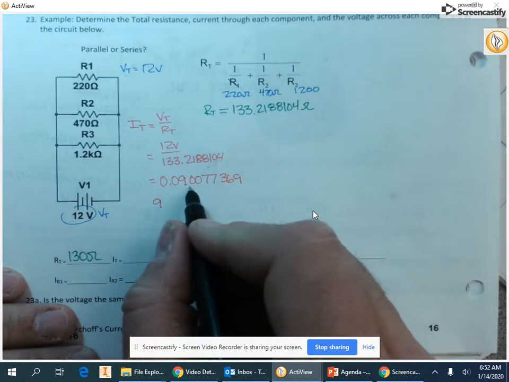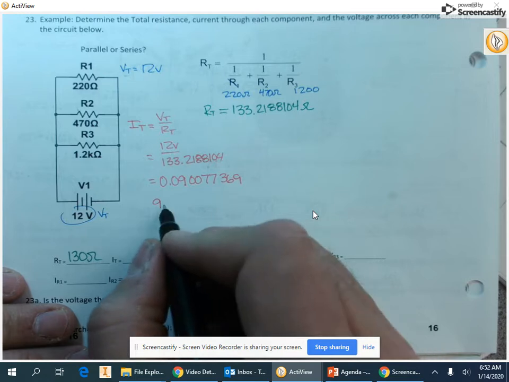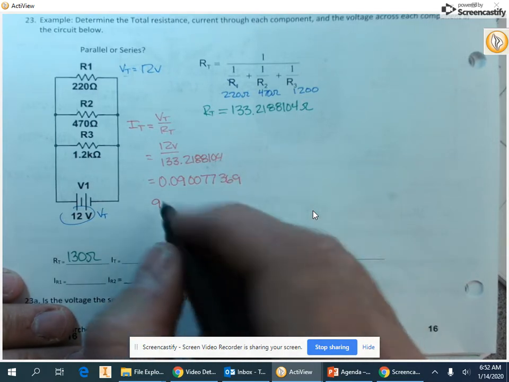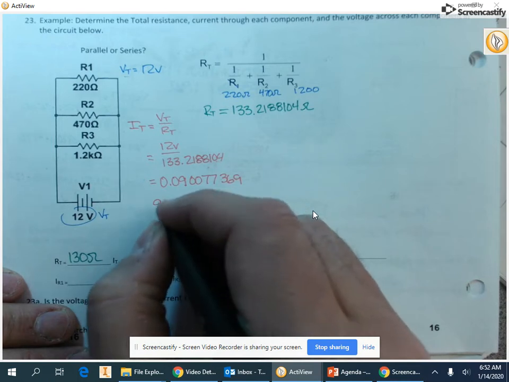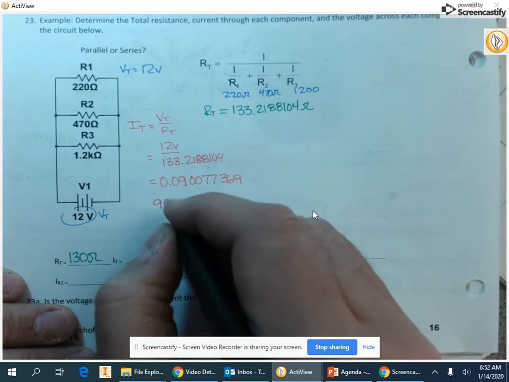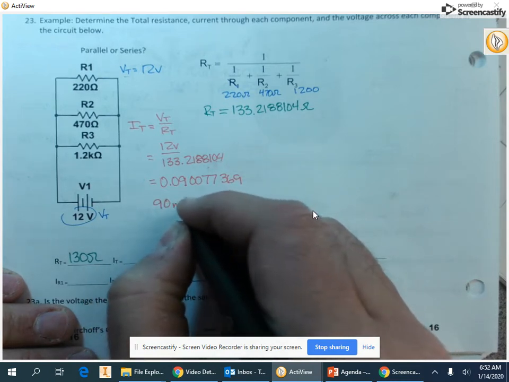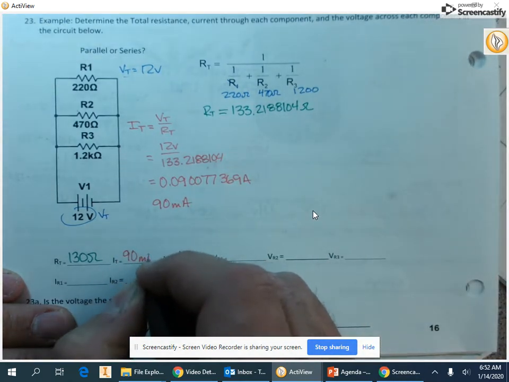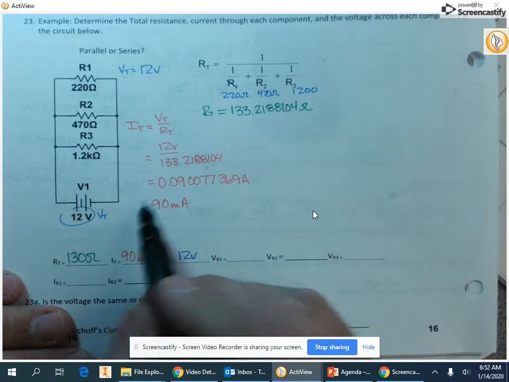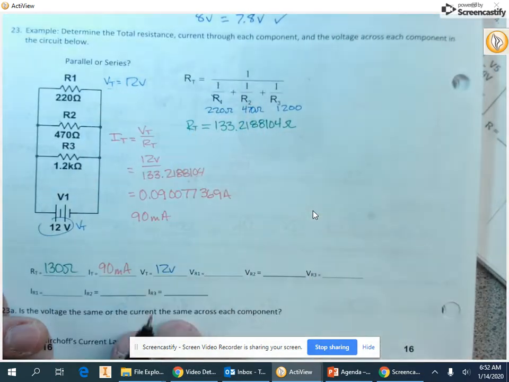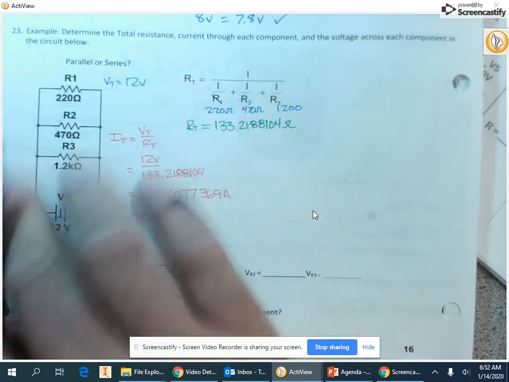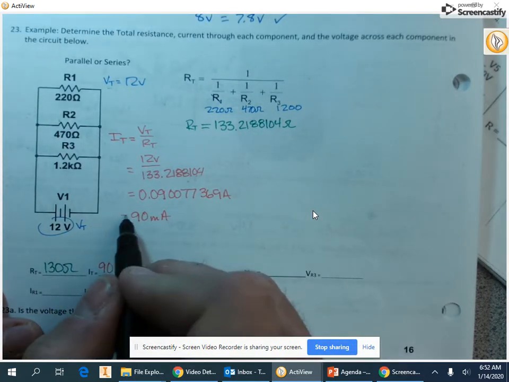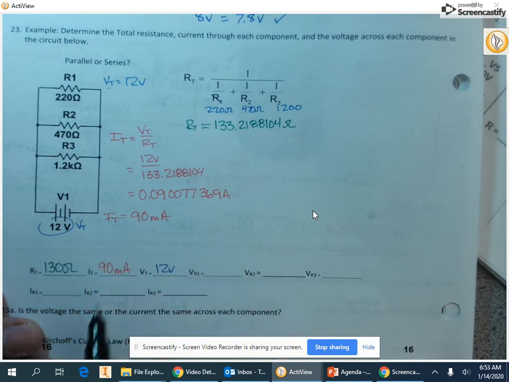that would be 9.0 centiohms, right? Or we'll call it 90 milliamps, not ohms, amps. So 90 milliamps. And here's the deal with a series circuit. With a series circuit, the currents are all the same. So I would just write that right there. But this is not a series circuit. This is a parallel circuit.